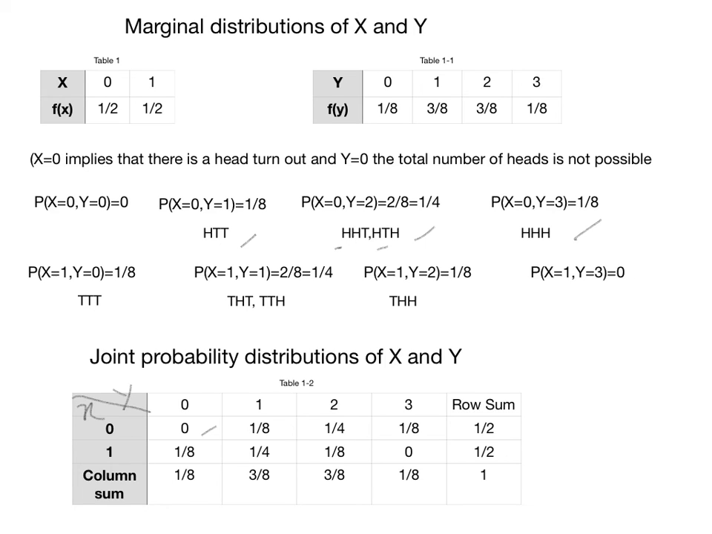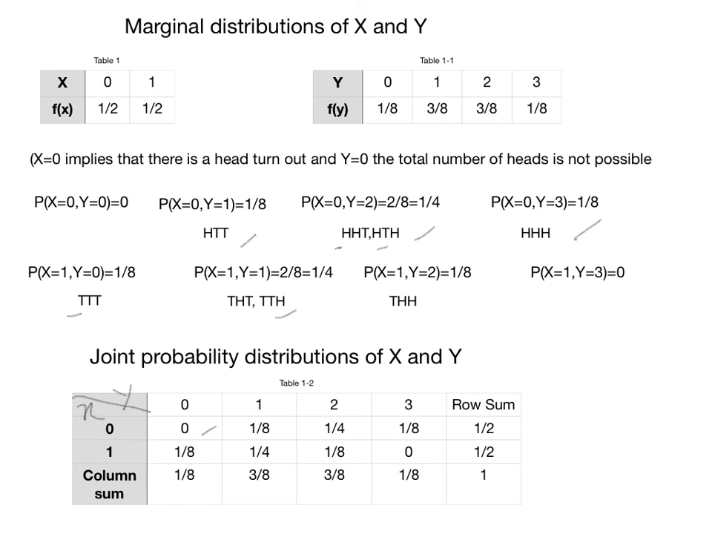Similarly, when x is equal to 1, y is 0 means there should be no head and the first coin should fall as tail, so this is only one option. So again 1 by 8. When x is equal to 1 and y is equal to 1, the first one should be tail and there should be only one head, that is THT and TTH. So I again have 2 by 8, or 1 by 4.